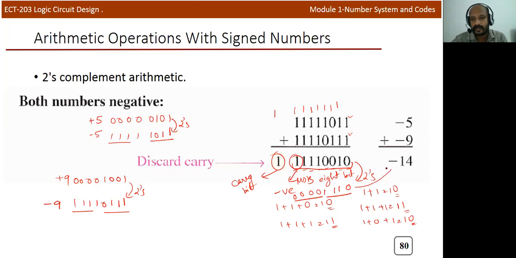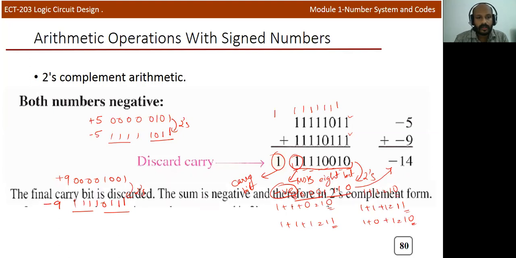So that is written here, and we already know that the result is negative. So this is actually 14, and since the result is negative, it is -14. The final carry bit is discarded. The sum is negative and therefore in 2's complement form. So we got the answer.